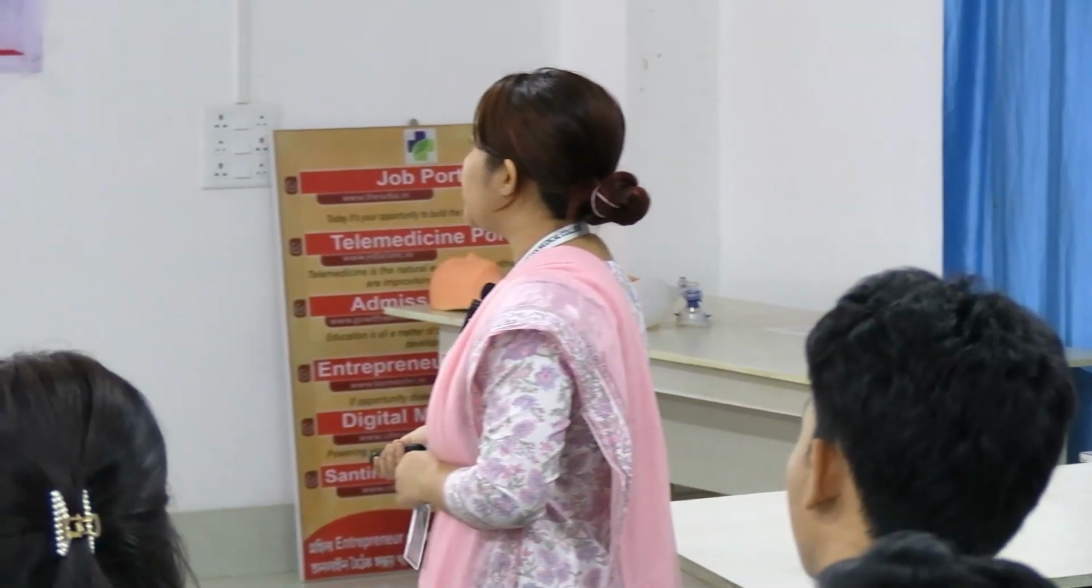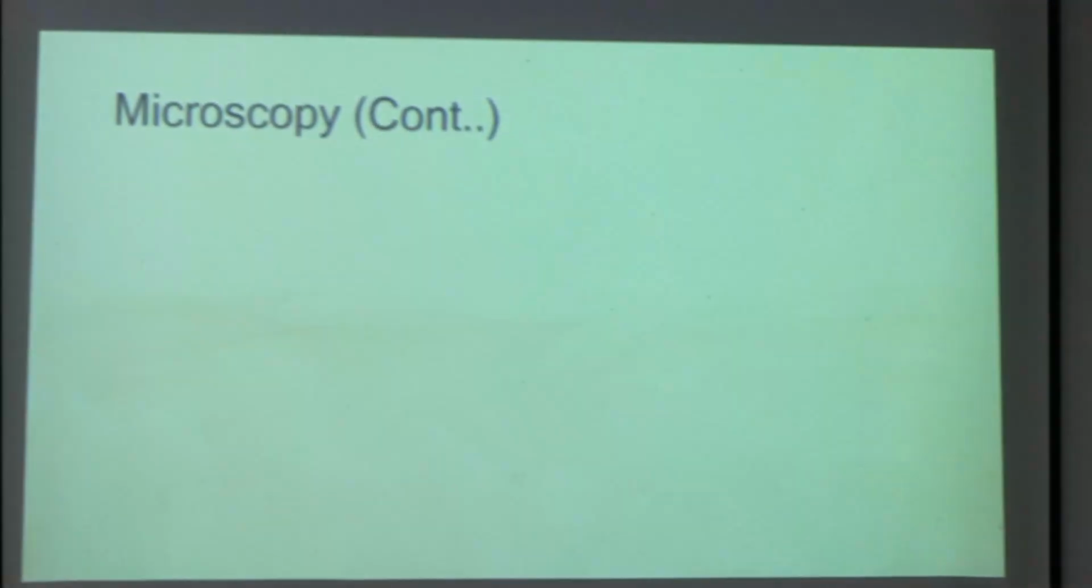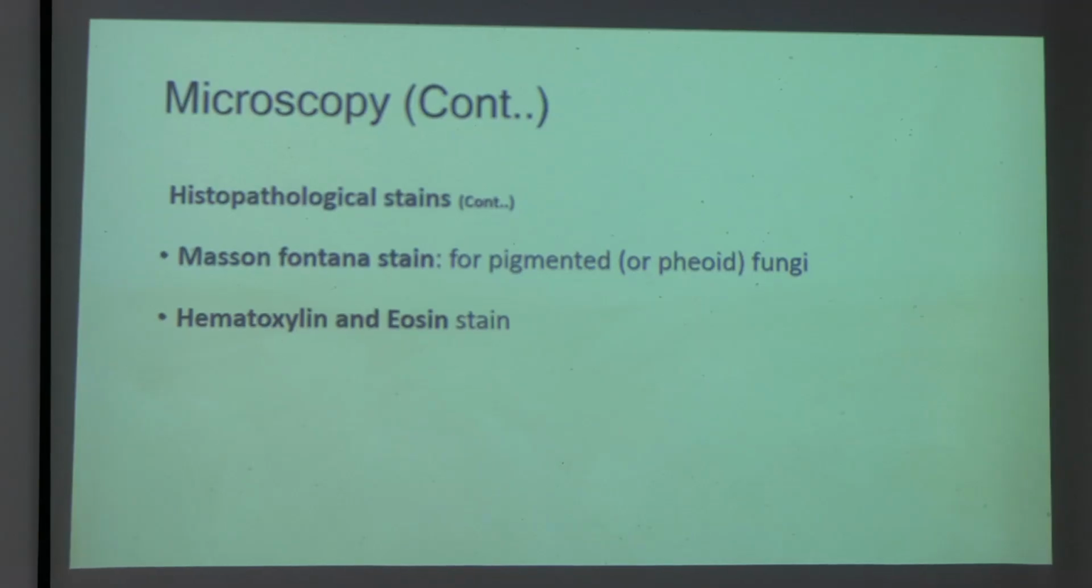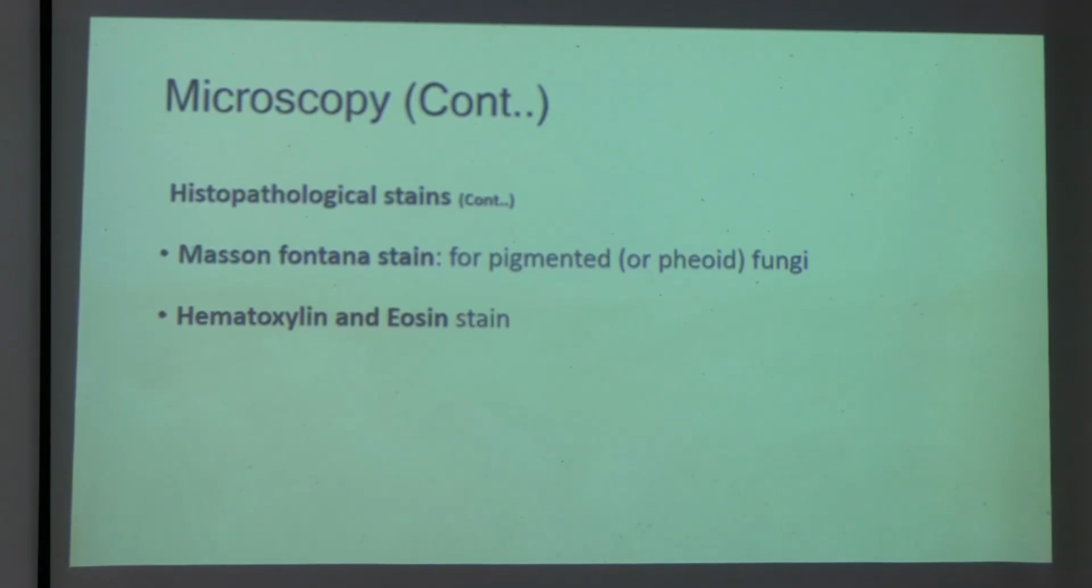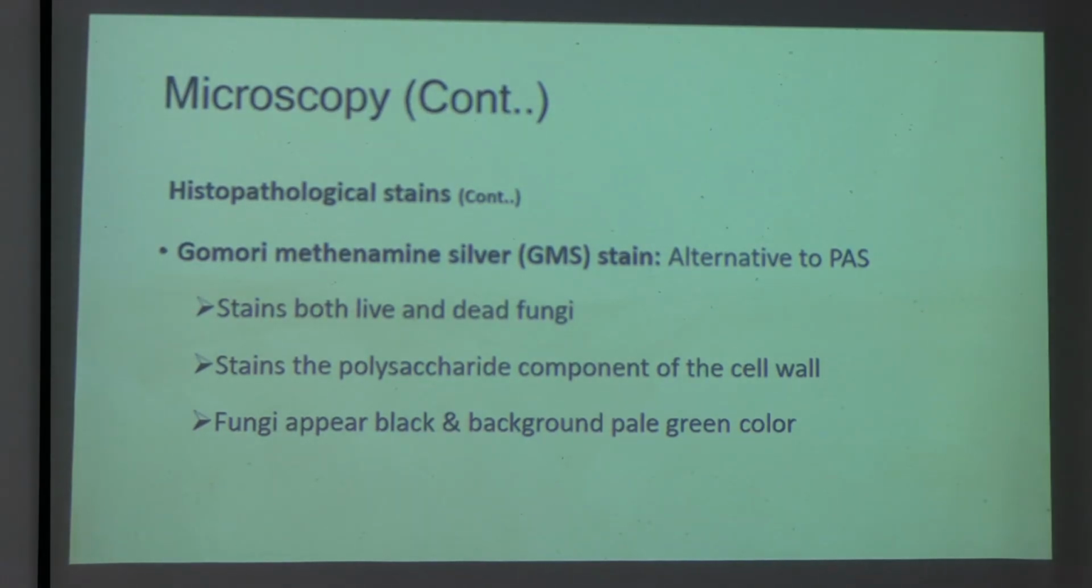Then there are histopathological stains like periodic acid Schiff stain. You will learn it in pathology class. I'm not going into details about it. Then you have Masson-Fontana stain, hematoxylin eosin stain, Gomori methenamine silver stain. All these are histopathological stains. You can take the tissue sample and stain it.